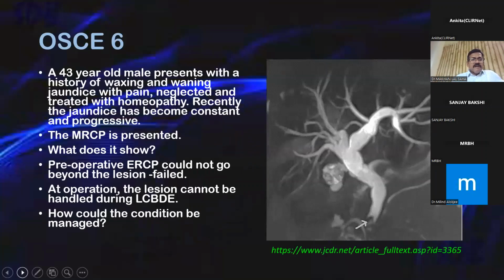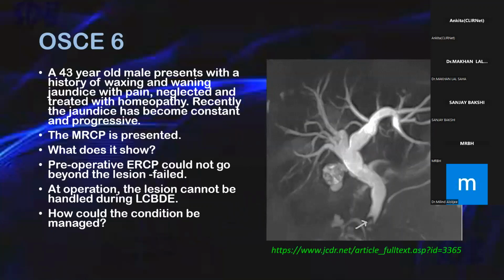Who's going to be taking on? Maybe Milind? I'll start, sir. Should I read? Yes, please. A 43-year-old male presents with a history of waxing and waning jaundice with pain, neglected and treated with homeopathy. Recently, the jaundice has become constant and progressive. The MRCP is presented. What does it show?